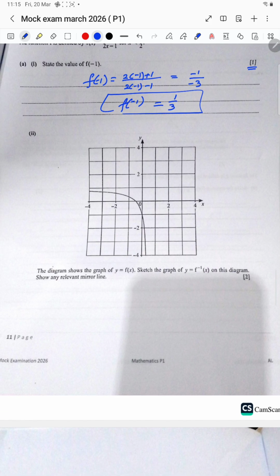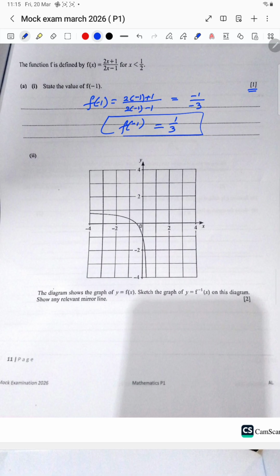The diagram shows a curve graph of y equal to f of x. Sketch the graph of f inverse on this diagram. We have to sketch the f inverse. No need to find the f inverse, only to sketch it. You know, for the f inverse, hint, the domain of f changes with the range of f inverse. That means x, y will change to y, x for the inverse function.